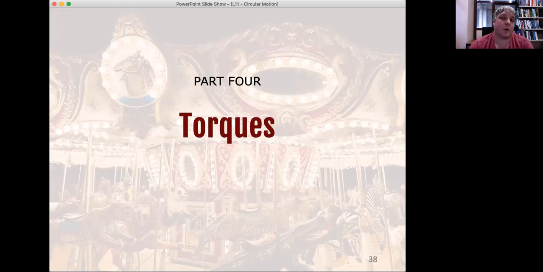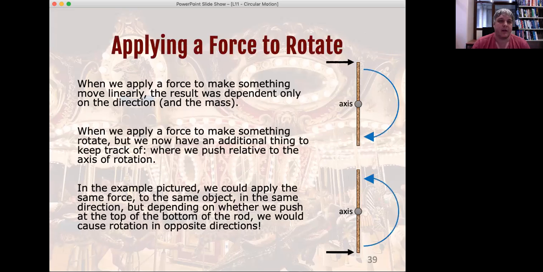The next part is torques. So far we've been talking about making things rotate, but we haven't really said how we cause that rotation. So a torque is any force that makes something rotate.